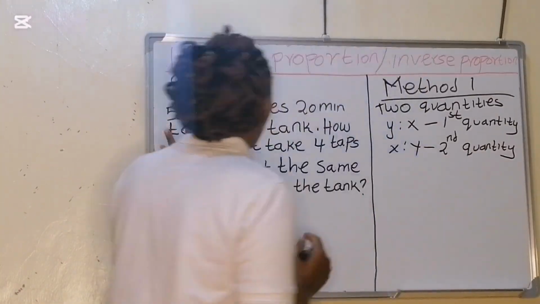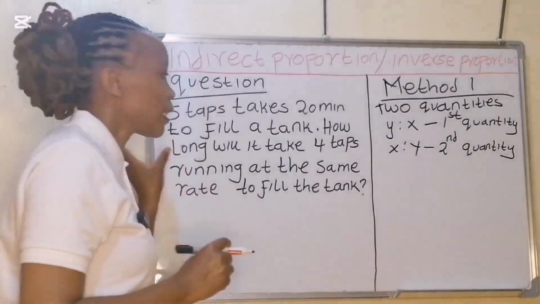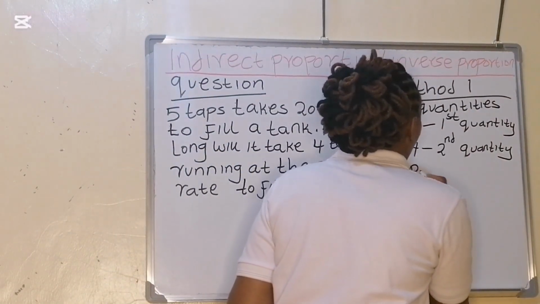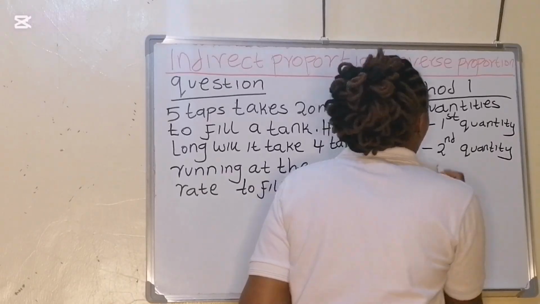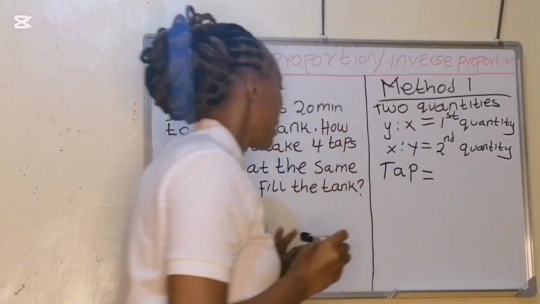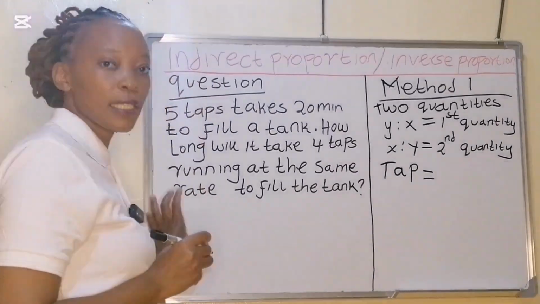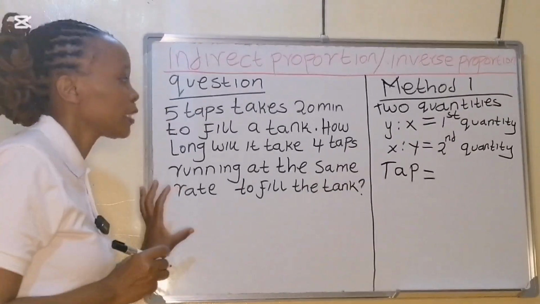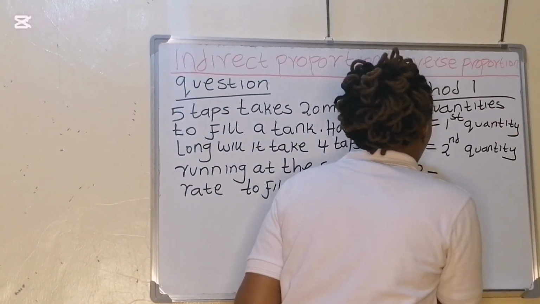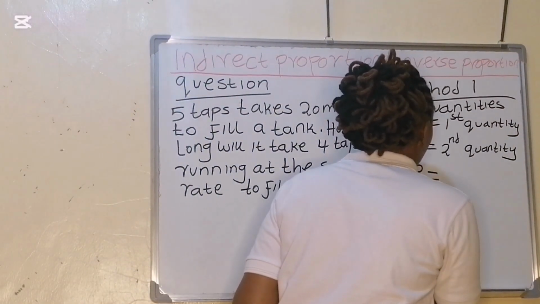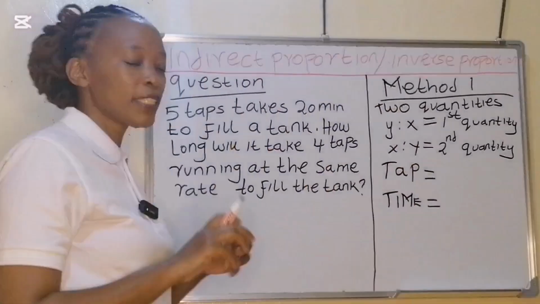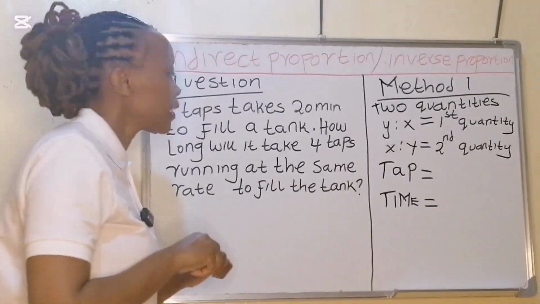So here we have the first quantity. The first quantity is the tap. The second quantity is time. We have the first quantity tap, the second quantity time.